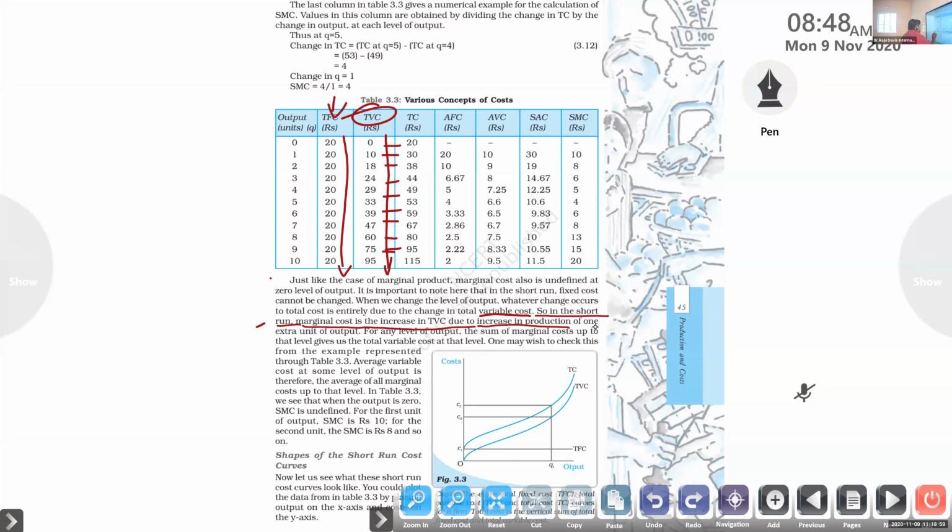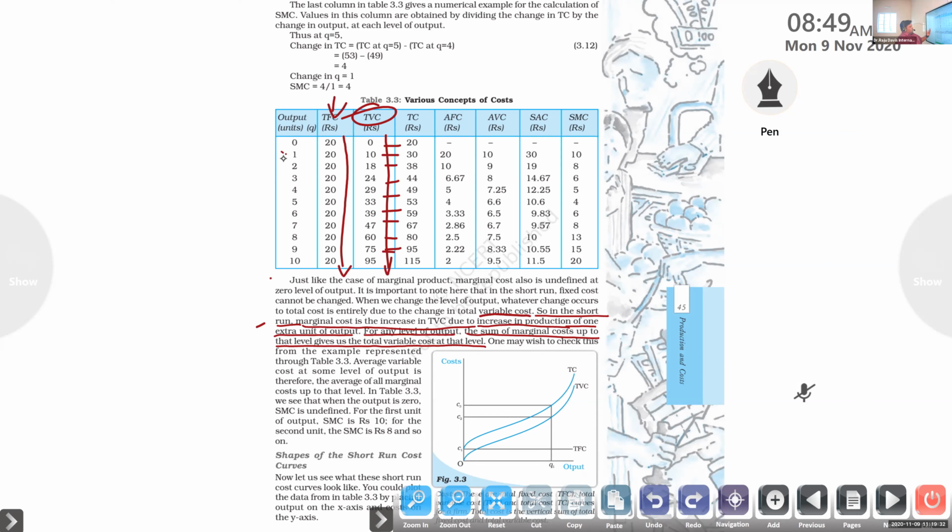Production of one extra unit of output. For any level of output, the sum of marginal cost up to that level gives us the total variable cost at that level. So easy to understand. Read from here. In the short run, marginal cost is the increase in TVC due to increase in production of one extra unit of output. So one extra unit is increasing here. In relation to that, what is increasing? TVC is increasing. Total variable cost is increasing.